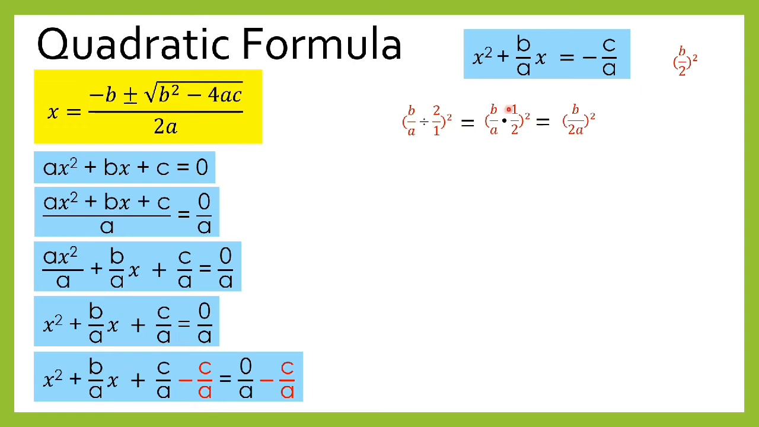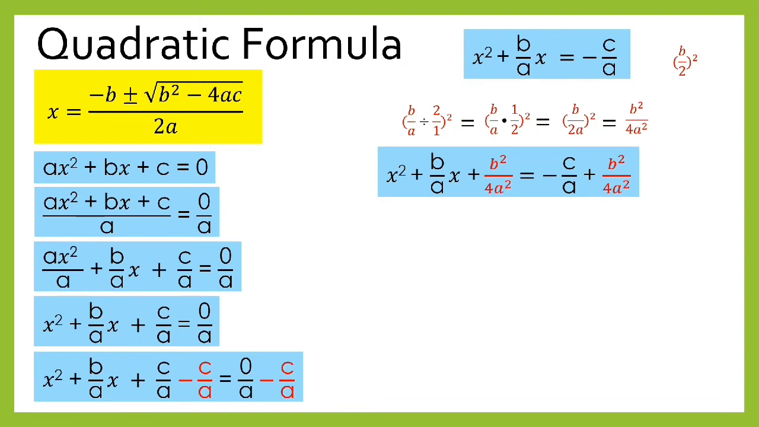Numerator times numerator, which is b times 1, we get b. Denominator times denominator, we have a times 2, we get 2a. We get the square of b, which is b squared. The square of 2a, we have 4a squared. We now have b squared over 4a squared. We will add this to both sides of the equation.